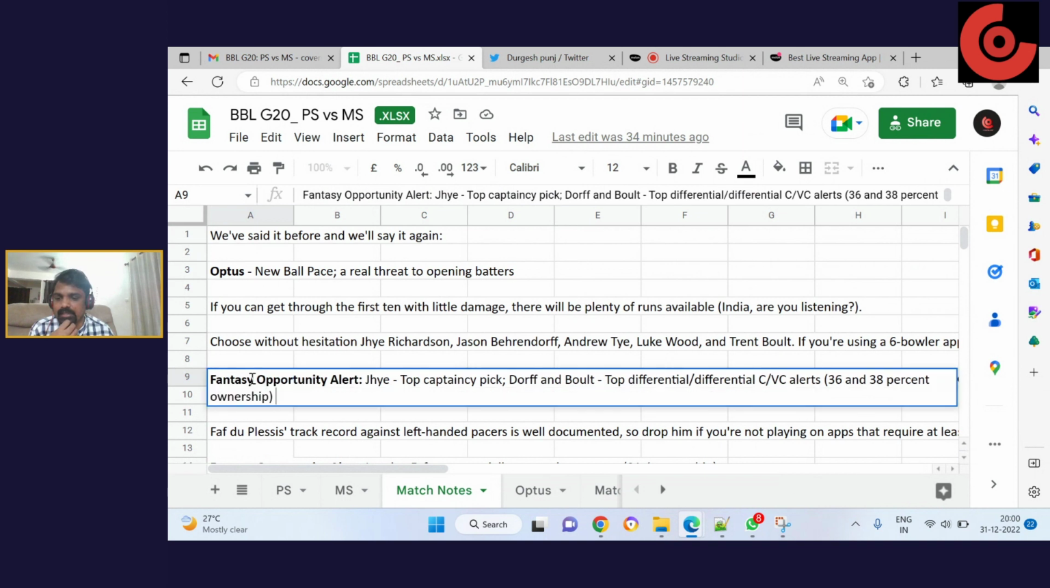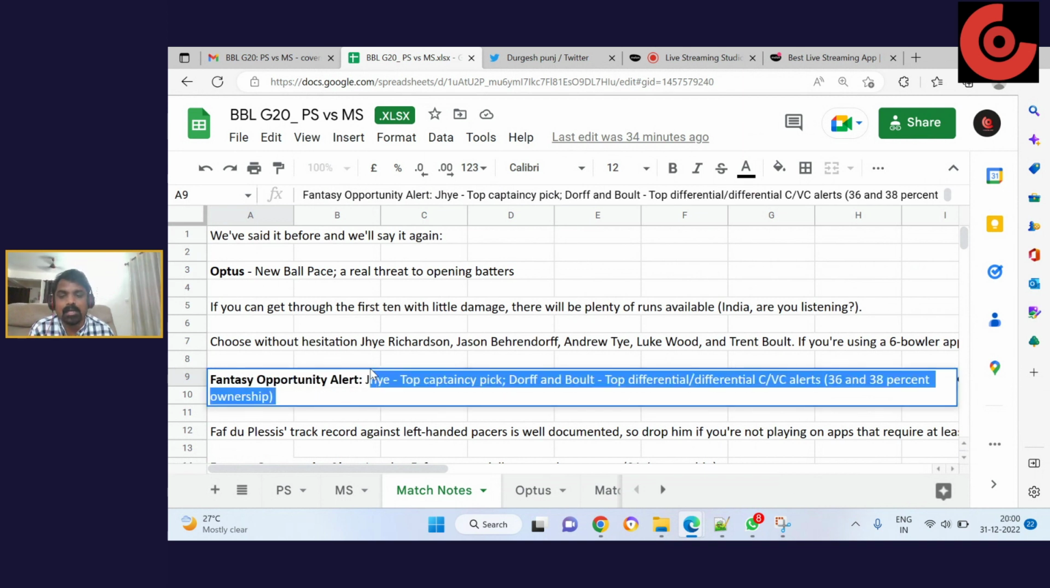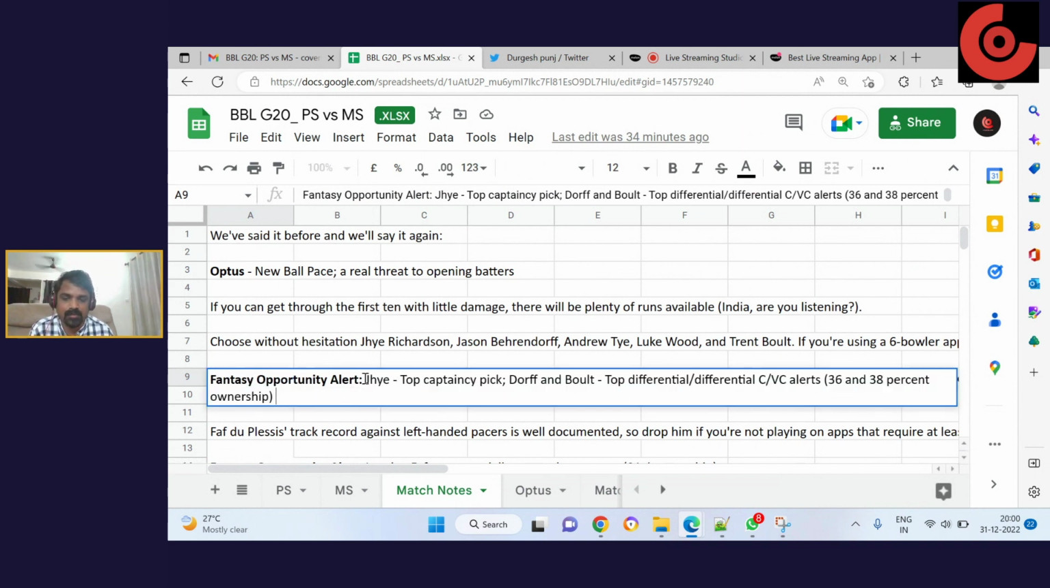So if you look at it here, there's a fantasy opportunity alert, and Jai has been given as a top captaincy pick. He picked up 4 wickets on that day. I think it was a slow start as well, and it changed soon after one of those batters hit him for 3 fours in a row, and then he came back with a couple of wickets. Then he picked up 2 more on top.